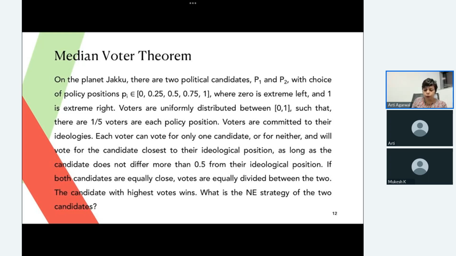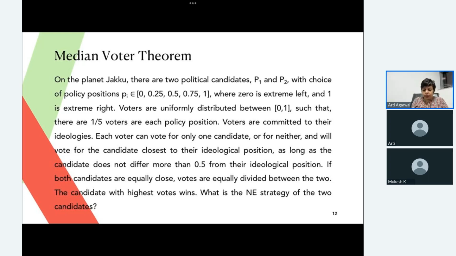And voters are uniformly distributed between these policy positions. I don't know if it's clear from the language of the problem, but what we're trying to say is these are the only policy positions. All policy positions on that particular planet can be characterized between this spectrum we have laid down as 0 to 1. You can think of it as the extreme left being 0 and the extreme right being 100%, and you can do it that way also. It comes out to be the same. It's mathematically easier this way.